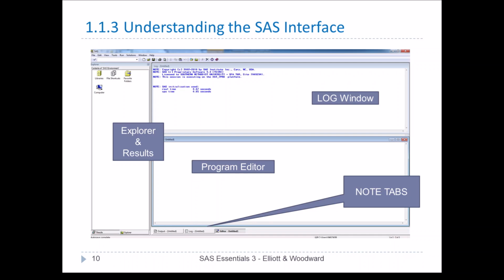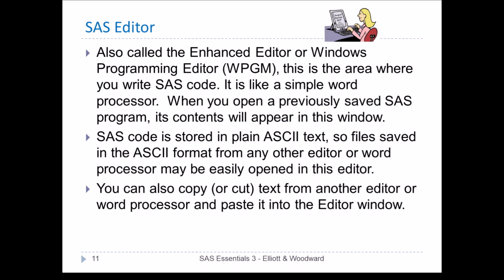It has 3 windows. The left window has 2 tabs, an Explorer and a Results tab. We'll talk about those in a minute. The upper one is the log window, which is going to give you information about how your program has run. And the program editor is the lower window where you actually are going to type or edit the code. Notice the tabs at the bottom: output, log, and editor. We don't see an output window yet because we haven't created any output. So the SAS editor, we're going to go through each of those windows.